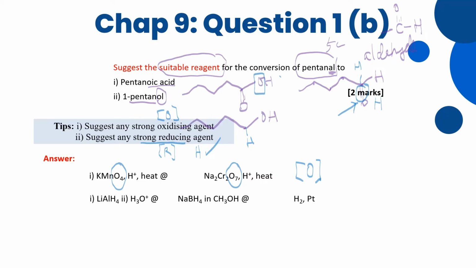For part 2, we will suggest a strong reducing agent, something like LiAlH4 or NaBH4. All of these will give you hydrogen. You can see from the formula they have plenty of hydrogen. So you just give any one of these.